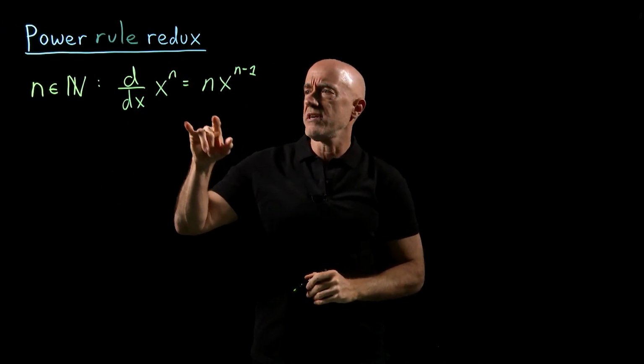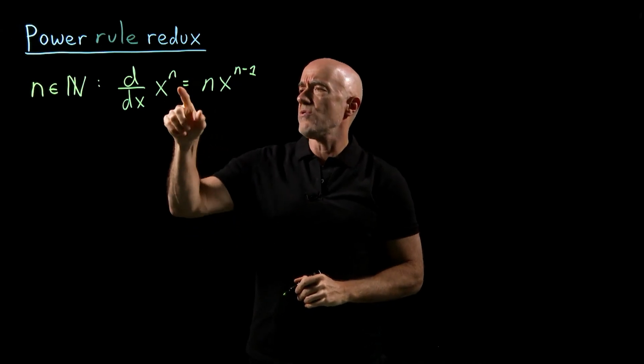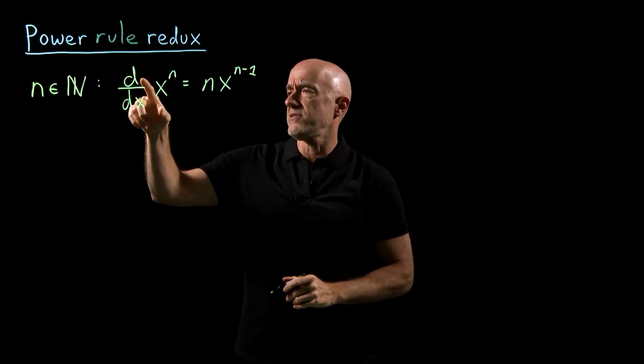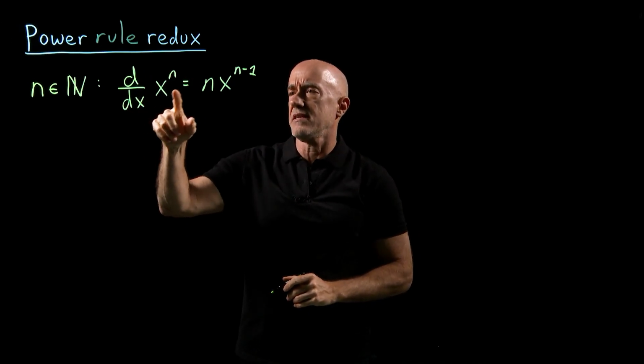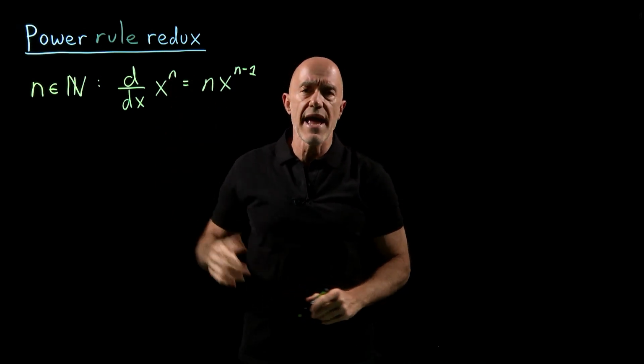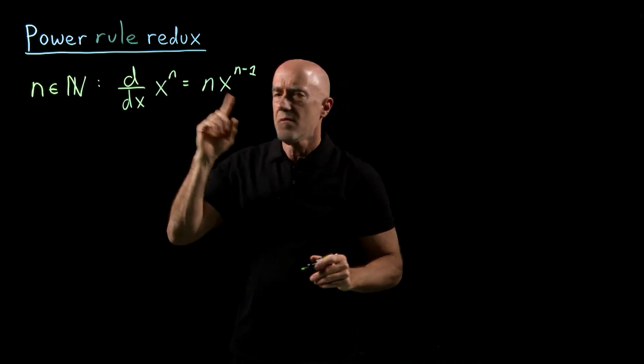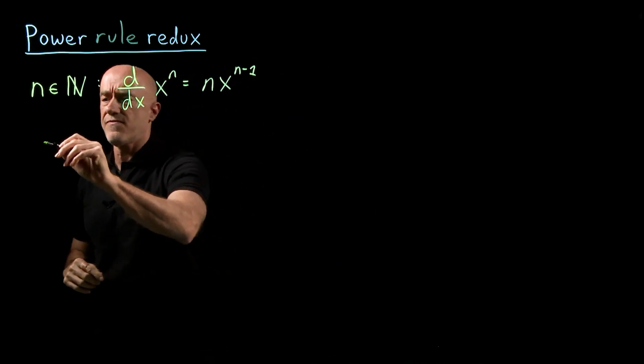So the derivation was for n equals 1, 2, 3, etc. We know it's true when n equals 0 because the derivative of a constant is equal to 0. We proved that it's true for n equals 1/2. And for homework, you did some other values of n. But what I want to do now is prove it for real numbers.